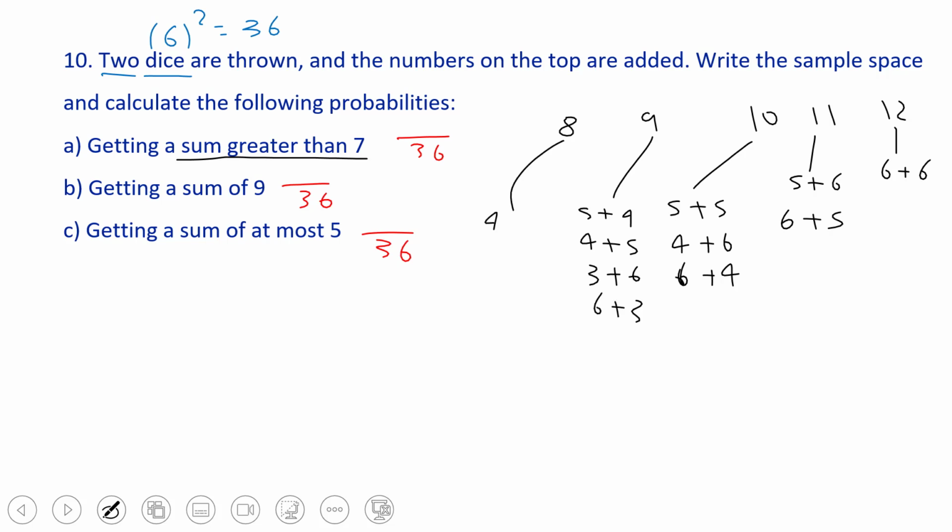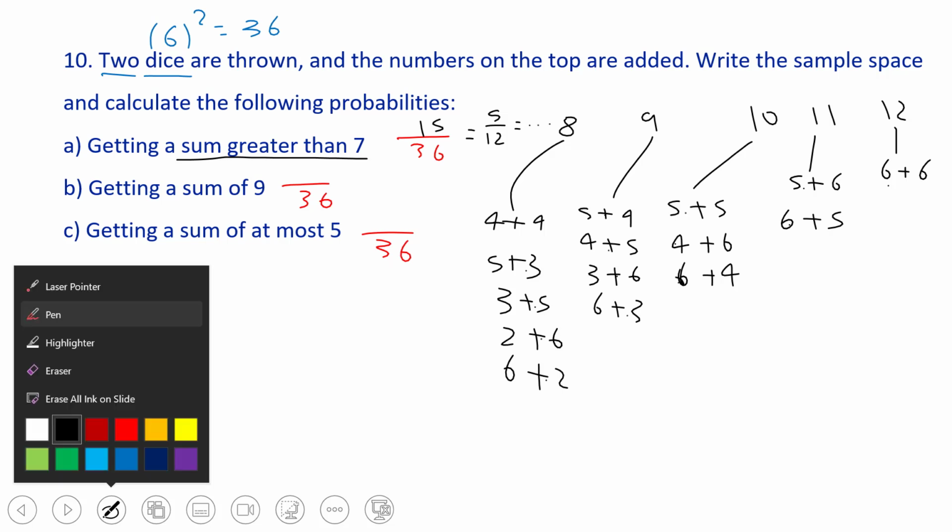For 8, you have 4 plus 4, or 5 plus 3, or 3 plus 5, or 2 plus 6 and 6 plus 2. Is it correct? How many options do I have? 1, 2, 3, 4, 5, 6, 7, 8, 9, 10, 11, 12, 13, 14, 15. So I have 15 out of 36, and when you divide it by 3, you have 5 over 12. You can have it as a decimal as well.